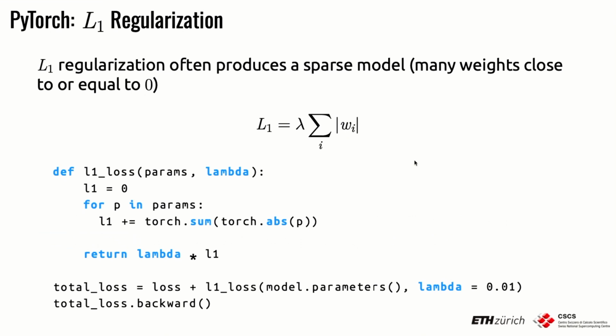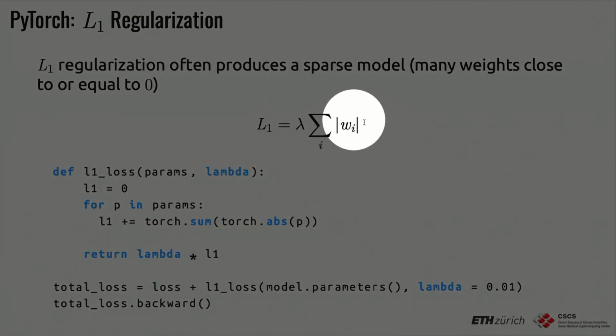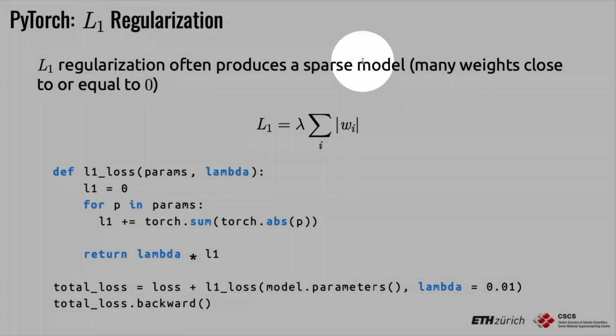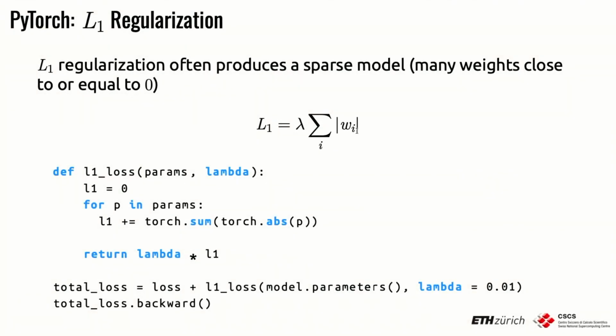And then another quite common regularization is the L1 regularization. It's very similar, but in this case, you don't take the square, but just the absolute value of the weights. And this often leads to sparse models in the sense that many weights will be 0 with this regularization technique.